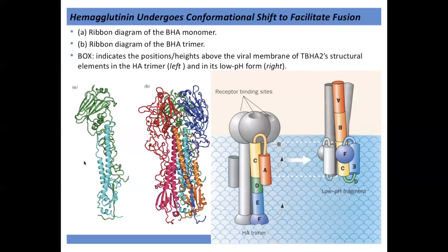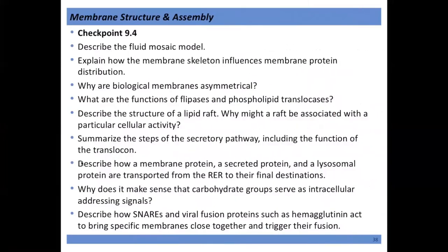And to close off, here's some pretty pictures of hemagglutinin. And the key to help it facilitate fusion is a structural change. So I know that was kind of the surface. Like I said, there's lots of different stuff in this. So let's look at this checkpoint 9.4.